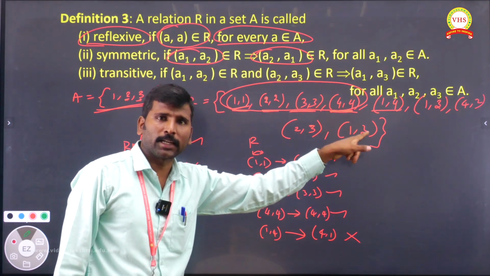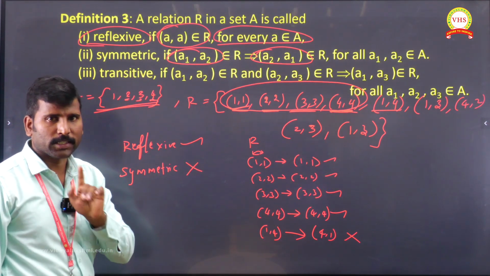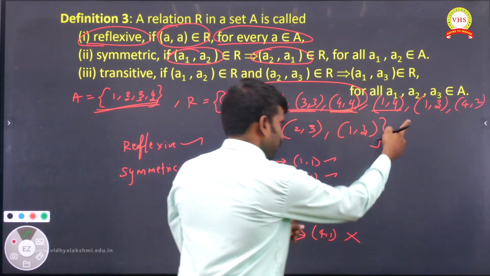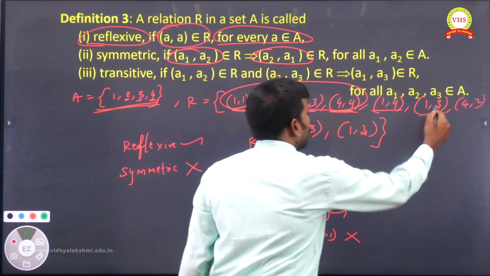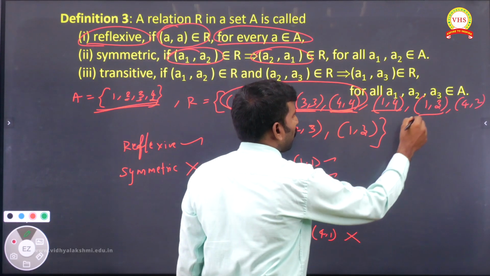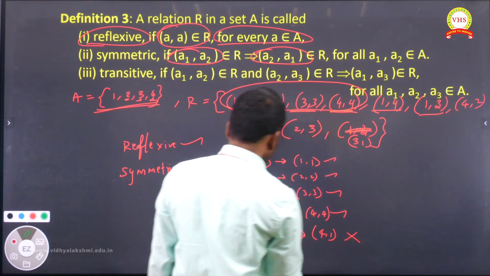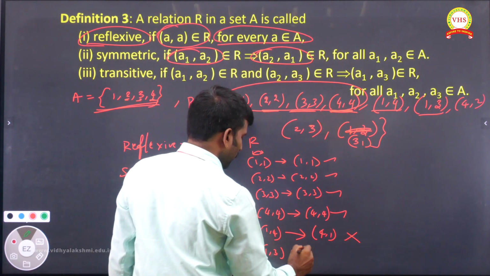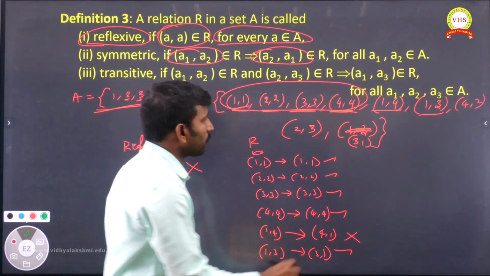If it is not there, we have to say it's not a symmetry. Simple. Have you understood? You check everything. Suppose (1, 3) is not there either, then it is not symmetric, you just check. (1, 3) and (3, 1): I wrote 3, 1 twice. So if you take (1, 3), there is (3, 1). Not an issue.